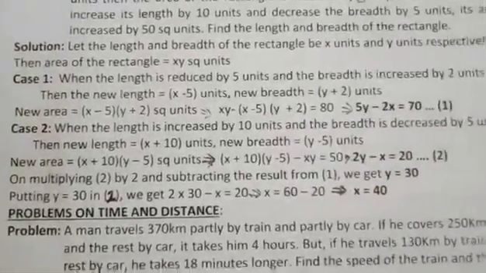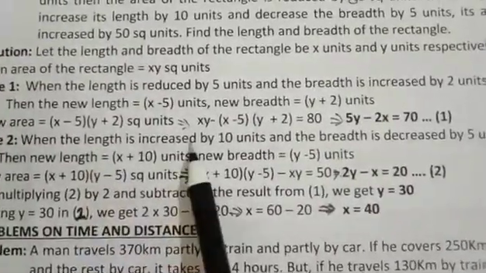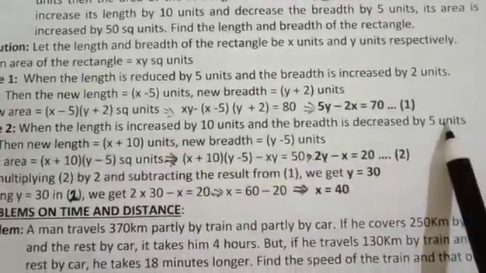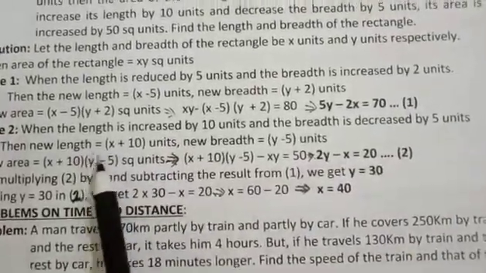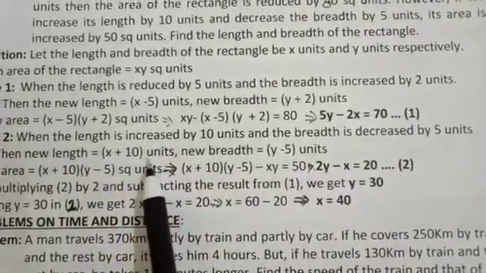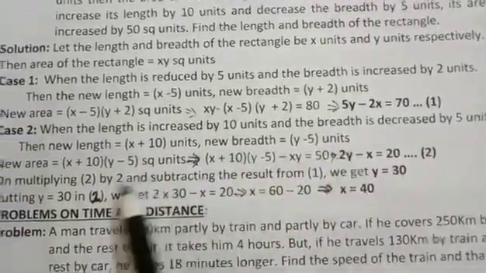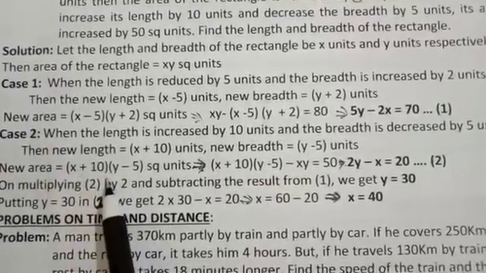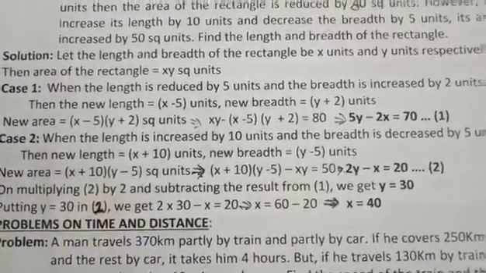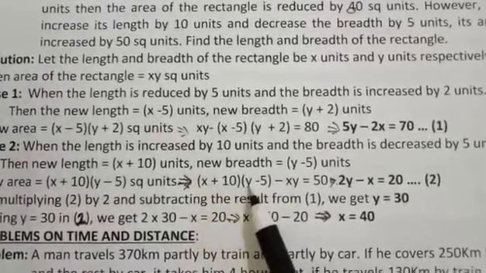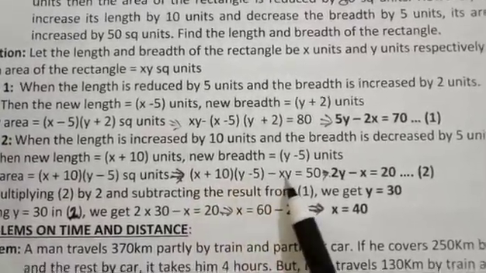Coming to case number 2, when the length is increased by 10 units and the breadth is decreased by 5 units, the new length will become x plus 10 units, the new breadth will become y minus 5 units, and the new area will become (x plus 10) into (y minus 5) square units.